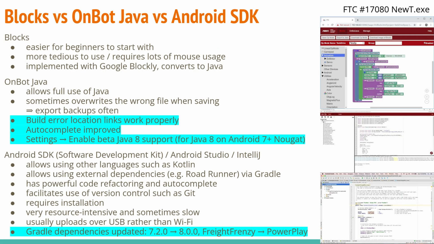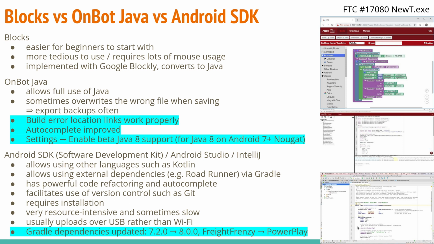So, blocks. It's based on Google Blockly, and it's converted to Java. It's easier for beginners, but for advanced programmers, it can make things more difficult. Then onBot Java allows you to make full use of Java. It's a bit buggy, but they've improved that lately, and there's now beta support for Java 8 for compatible devices.